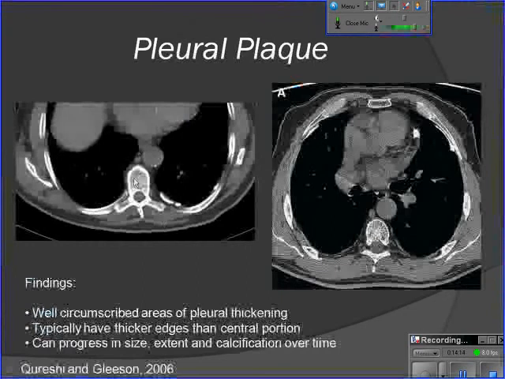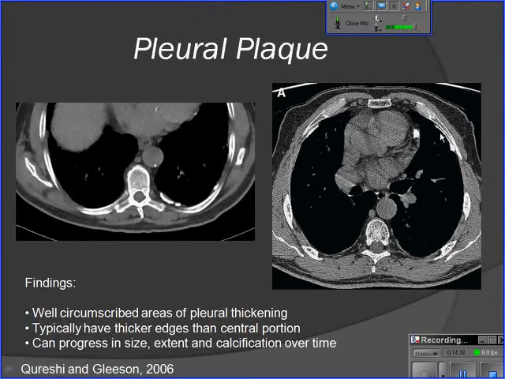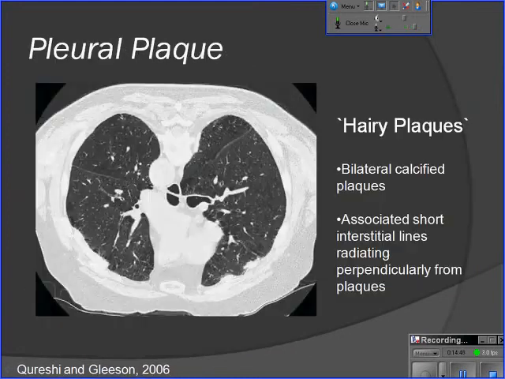So this is an example from our institution and one from the literature as well. So see a well-circumscribed area of pleural thickening with associated calcification. Pleural plaques tend to have thicker edges than the central portion. I think that's depicted better on this example from the literature. So you can see that this calcification on the lateral edge is thicker than the central portion. And pleural plaques can progress in size, extent, and calcification over time as well, which is important to know.